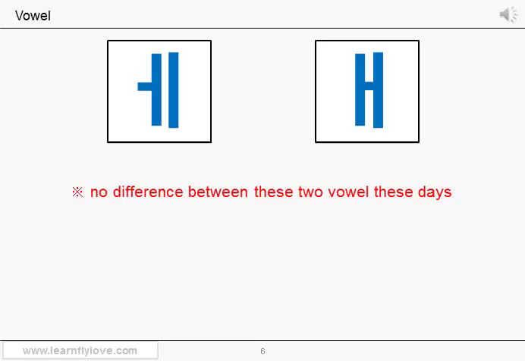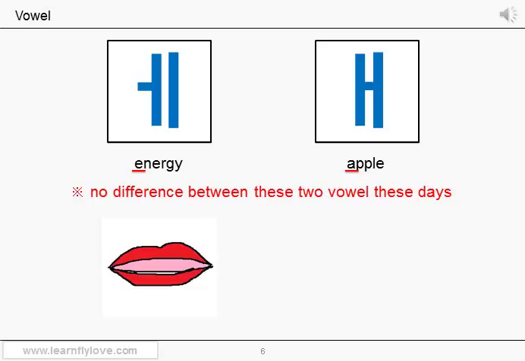If you insist on knowing, the first E sounds like the first E sound of energy, and the second E sounds like the first A sound of apple, as we said in the first lesson. If you really want to distinguish them in Korean, you open your mouth less and position your tongue in the middle when you pronounce the first sound. And you open your mouth more and position your tongue at the bottom of your mouth when you pronounce the second sound. But again, people don't really distinguish them these days.